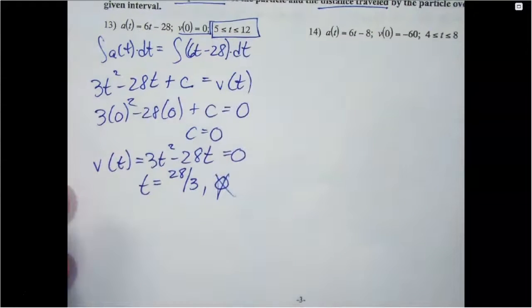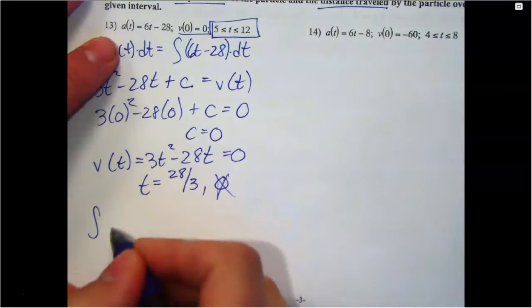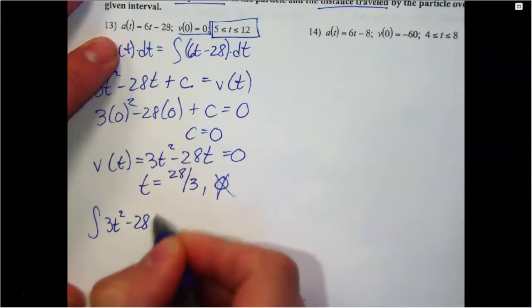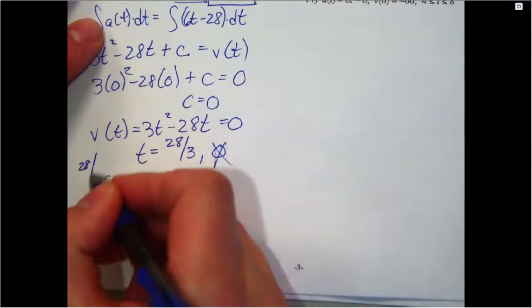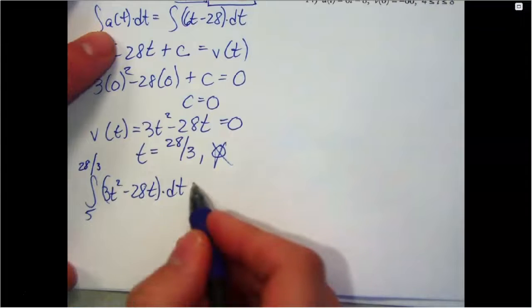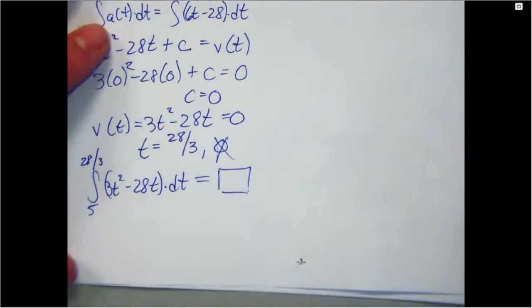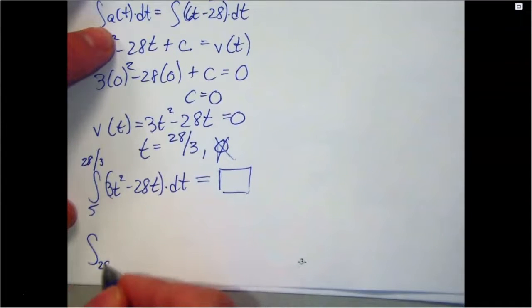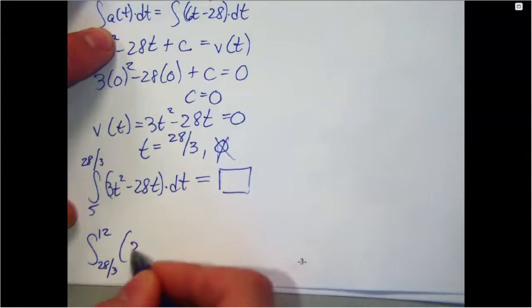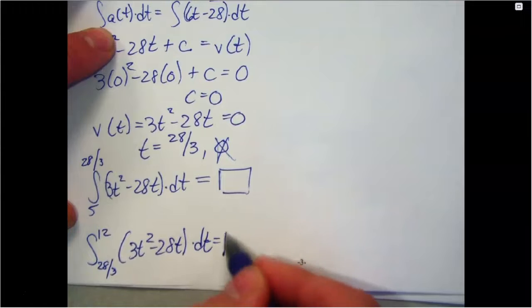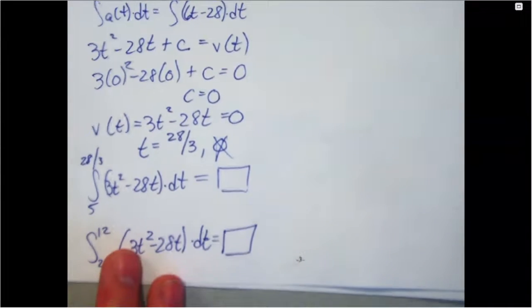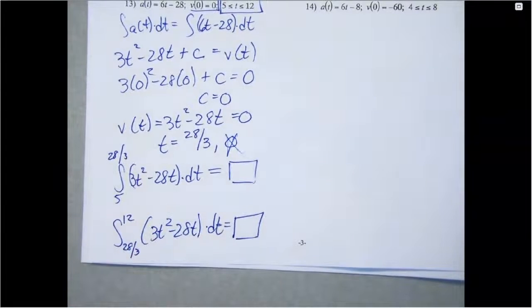Right? So this is just like when we found the areas. You have 2 endpoints and a spot in the middle. So I need to make 2 integrals. So I need to integrate 3t squared minus 28t from 5 to 28 thirds. Figure out what that is. And then I need to integrate from 28 thirds to 12. And figure out what that is. So I'll give you a second to put those in.